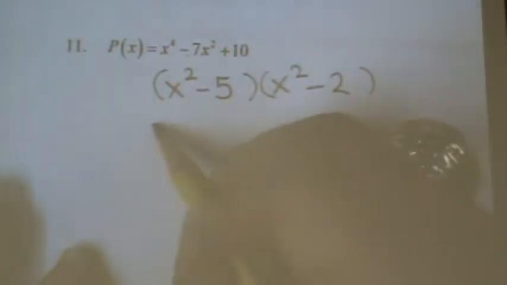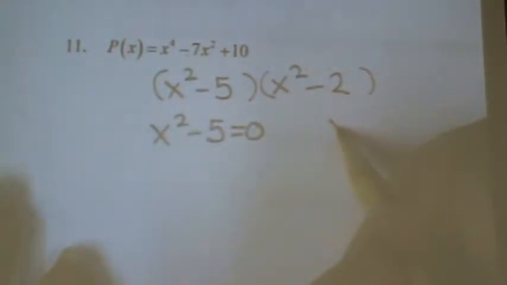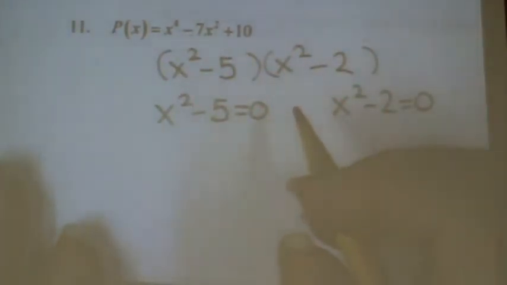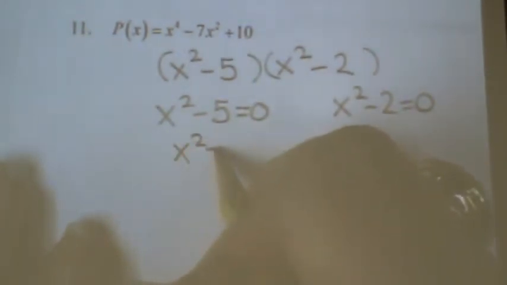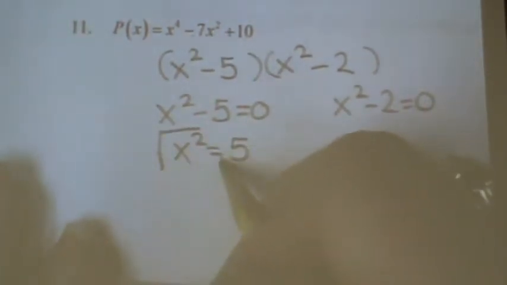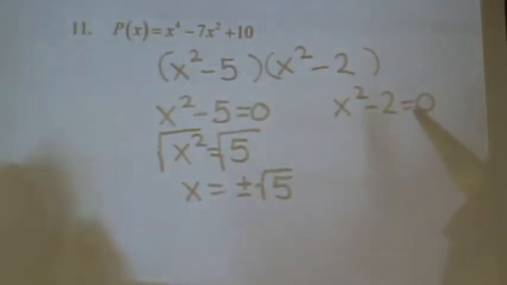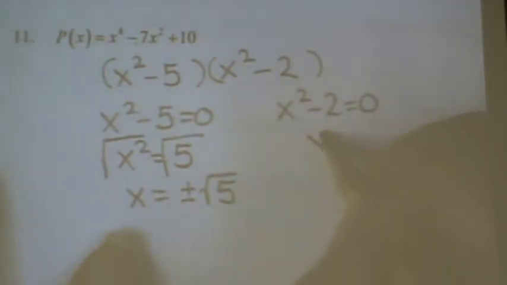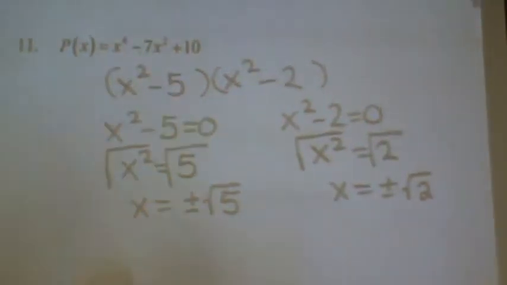Now, what do you do with these two? You set them equal to 0. Then what? Move them over. Move 5 over and then square root them, and you get plus or minus root 5, right? Just take out my parentheses. And then what about this one? Add 2, plus or minus, and you get plus or minus root 2. Those are your 4 answers.